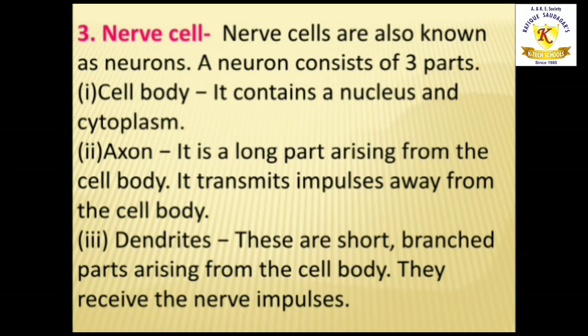The next one is nerve cells. Nerve cells are also known as neurons. A neuron consists of 3 parts. The first one is cell body. It contains a nucleus and cytoplasm. Second, axon. It is a long part arising from the cell body. It transmits impulses away from the cell body. Third one is dendrites. They are short, branched parts arising from the cell body. They receive the nerve impulses.